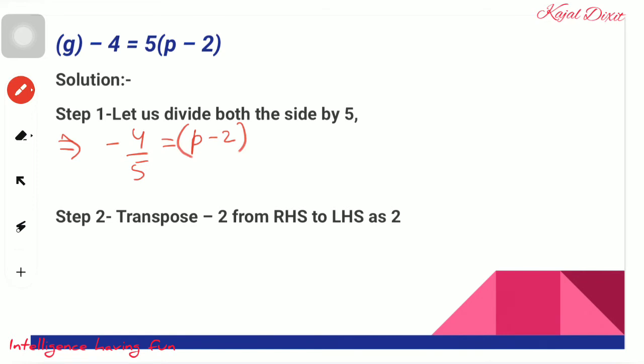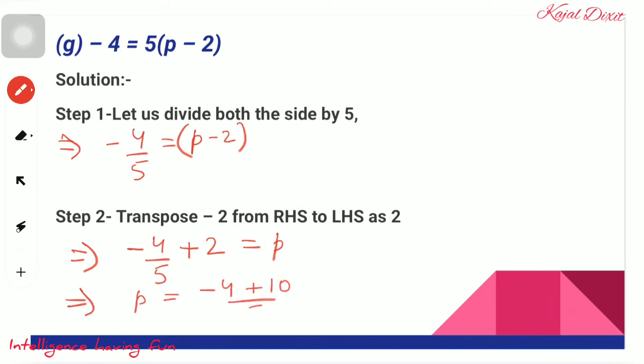Now from here we will transpose minus 2 onto the other side as plus 2. So here we will get minus 4 by 5 plus 2 is equal to p. We can interchange the sides, so we can get p is equal to (minus 4 plus 10) upon 5, that is equal to 6 upon 5. So our final value of p is 6 upon 5. So this is the solution of this equation.